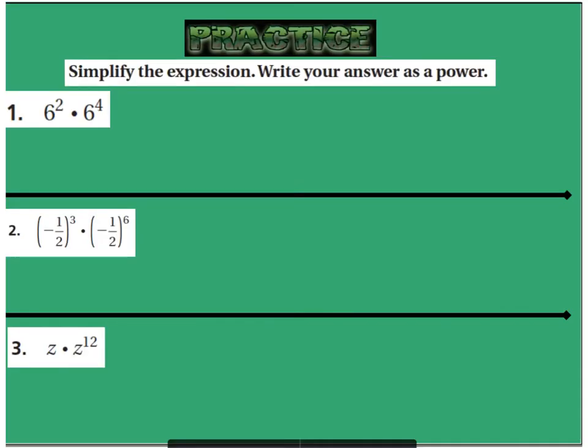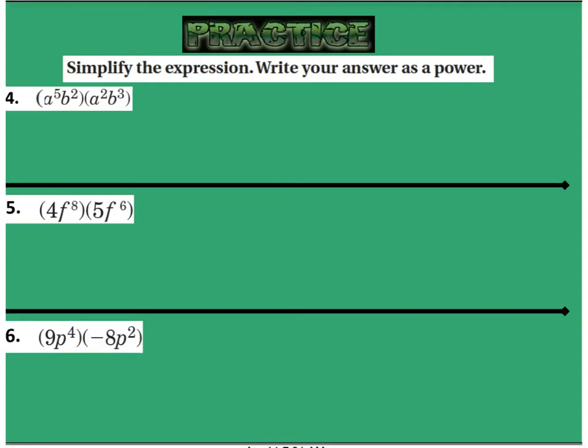Pause the video and try doing this by yourself, and then come back and see the answers. 6 squared times 6 to the 4th would be 6 to the 8th. -1/2, 3 plus 6 would be 9. This is a z to the 1st, so it would be z to the 13th.